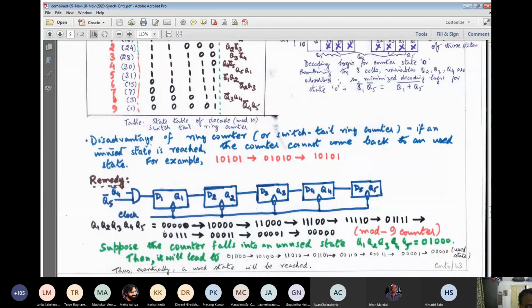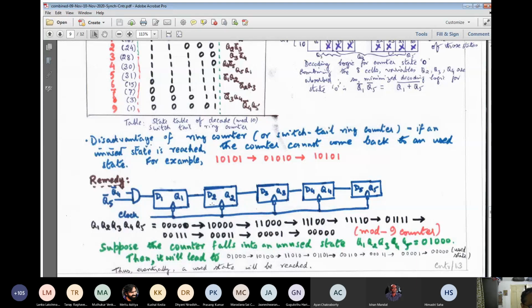Okay, so you see how we can set a remedy for this disadvantage, that is, how to prevent the lockout. For the prevention of lockout, you require an AND gate. You connect it where exactly you have to set the connection.